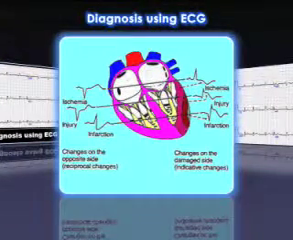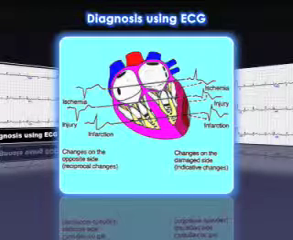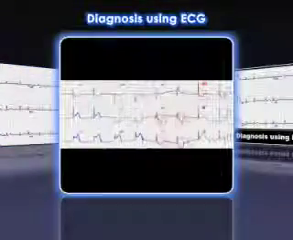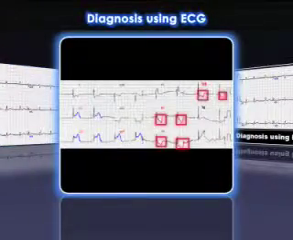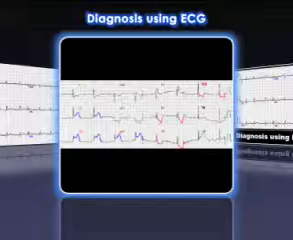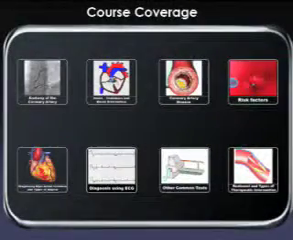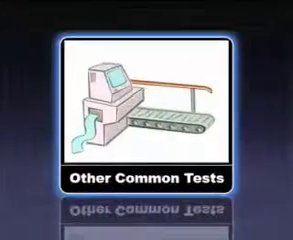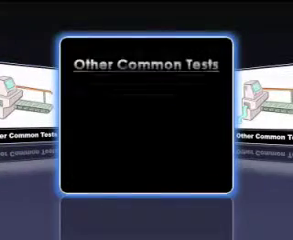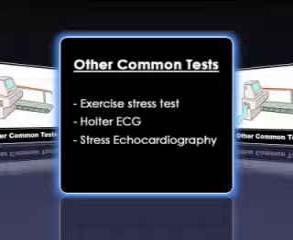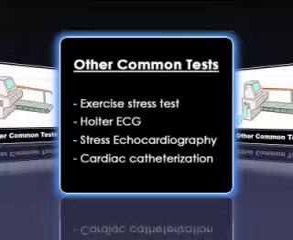Obtaining a 12-lead ECG is one of the first tests done to evaluate myocardial ischemic and infarction patterns. Abnormalities in the appearance of the QRS can determine a previous MI. Changes in the ST segment can determine if myocardial ischemia is present or if an acute infarction is occurring. Other common tests include exercise stress test, Holter ECG, stress echocardiography, and cardiac catheterization.